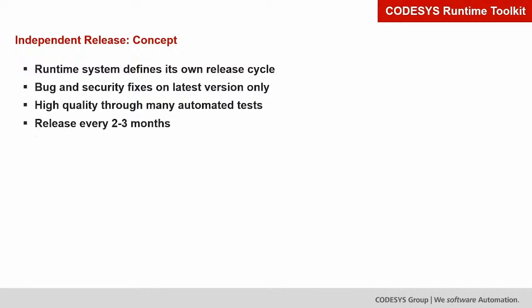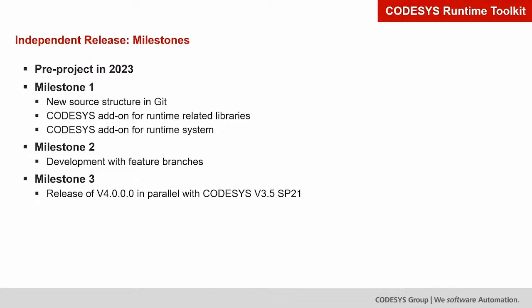Next is the release cycle itself. We plan to do a release every 2 to 3 months, so it will be around 4 to 5 releases per year with all the bug fixes, improvements, and security fixes. Let's have a look at the milestone plan.